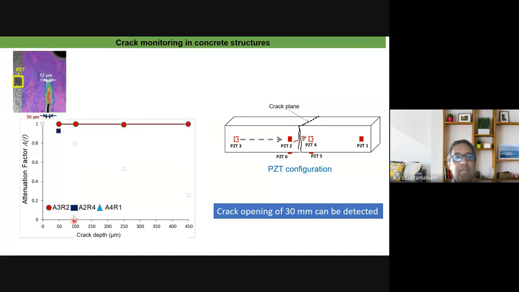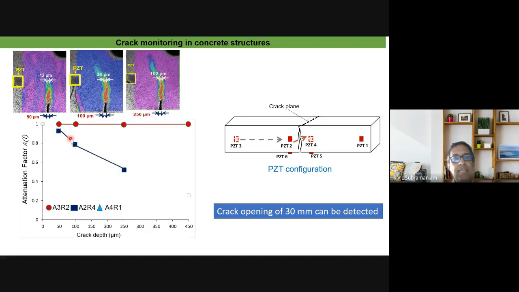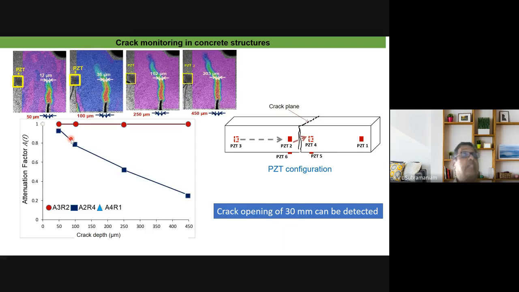But now if I look at path 2 to 4, where I'm using 2 as the actuator and 4 as the receiver, the stress wave cuts across the crack. So here I expect to see a change. And you see that by the time I get to a 40 micron crack opening at the bottom, and a 12 micron opening directly in the stress wave path, there's already attenuation. The attenuation factor has already decreased, and as I continue to grow the crack, it continues to decrease.